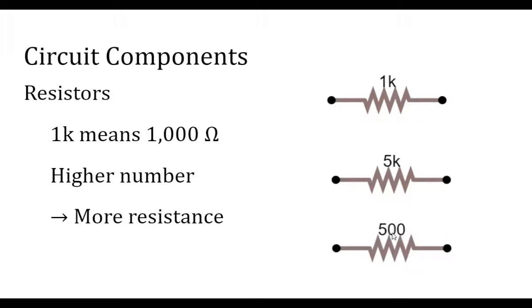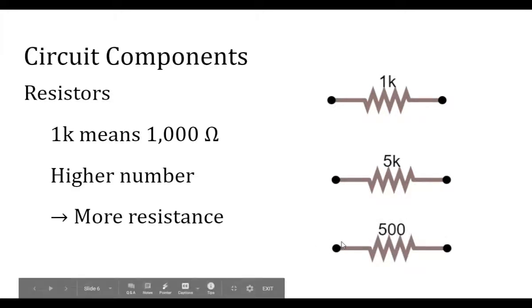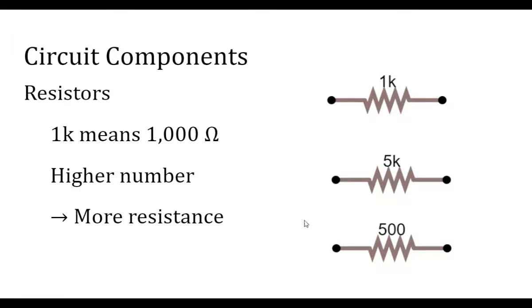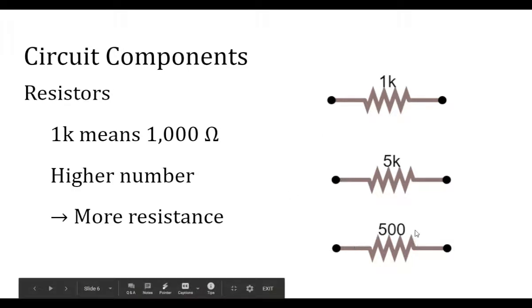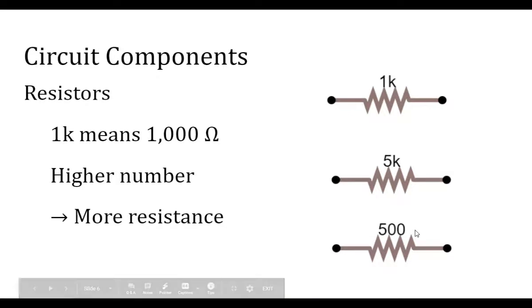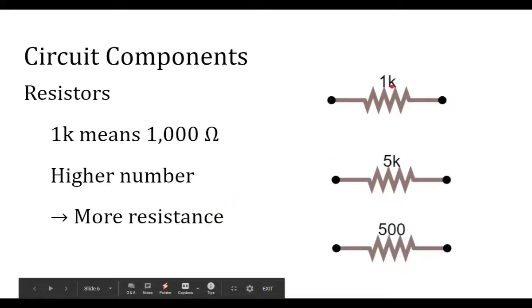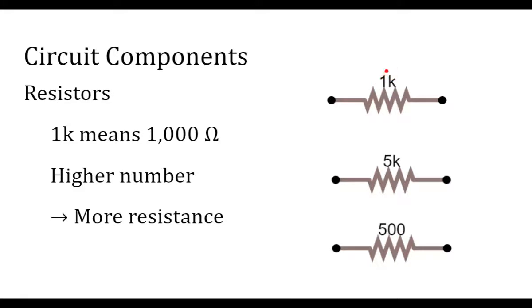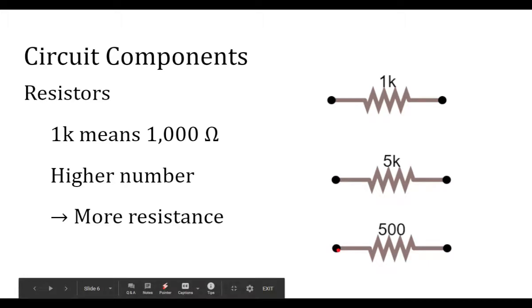Well, what about this one? This one says 500. So between our first one, the 1K, and the third one, the 500, which one of these has more resistance? So you might have been tempted to say this one because 500 is in fact a bigger number than 1 up here, right? 500 is definitely bigger than 1. But 500 is actually smaller than 1,000. So remember, the K means 1,000. So in this case, actually, 500 is the smaller one.